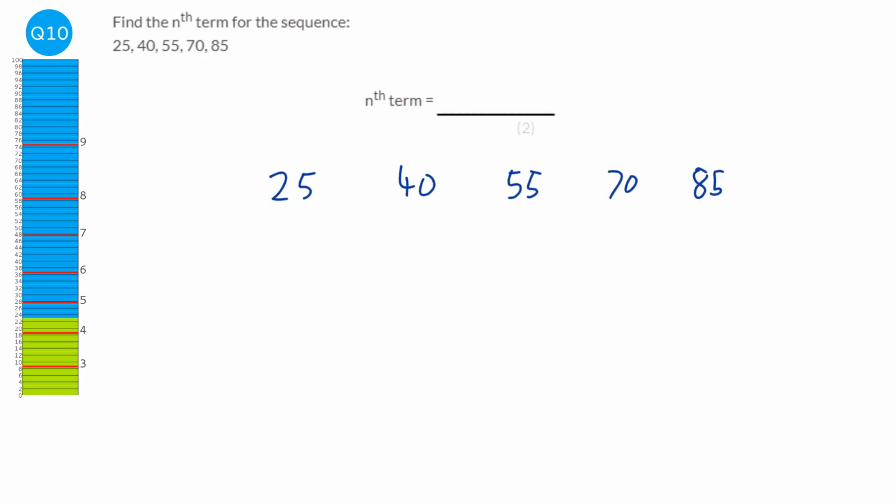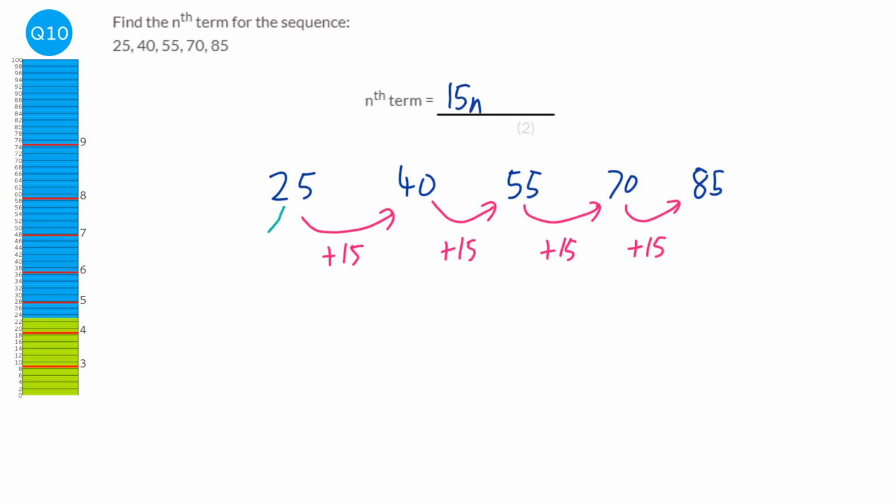So let's just write out this sequence. First thing we're going to do is work out what the sequence is going up in. And we can see here that we're adding 15 each time in our sequence. And whatever the sequence is going up in is what goes before n, so it's going to be 15n. Now 15n would give us the 15 times table, and this isn't the 15 times table. So to work out what the offset is, we go and find our 0th term. So instead of adding 15, when we go backwards, we're going to take away 15, and so that would be 10. And so our answer is going to be 15n, and we're going to add that 10 on.